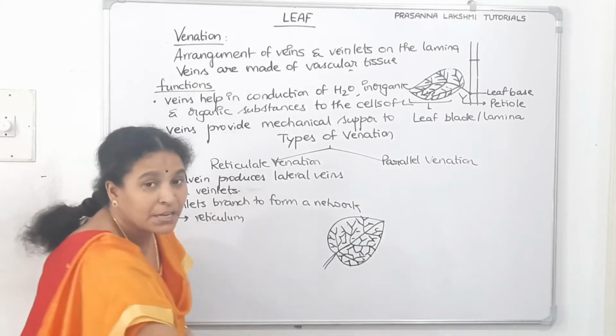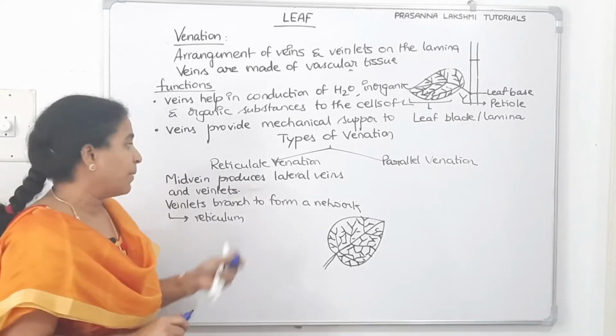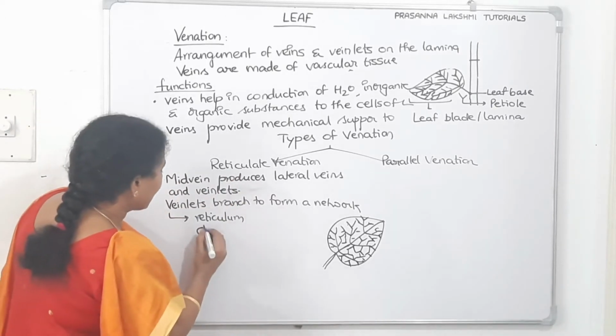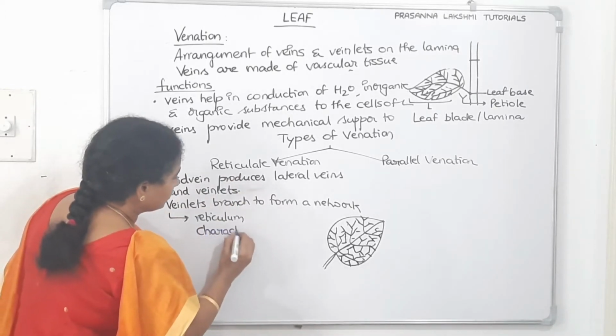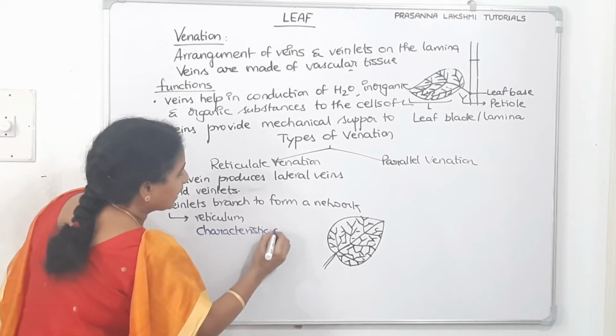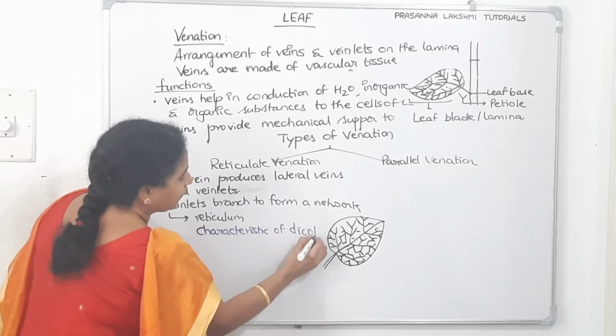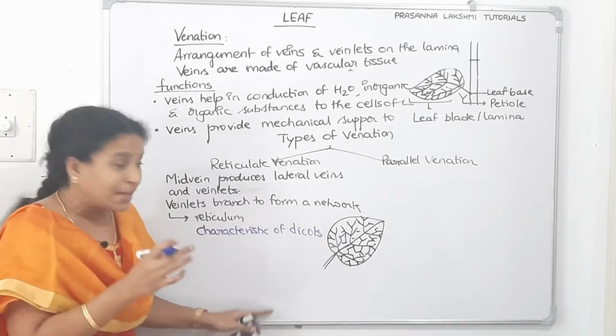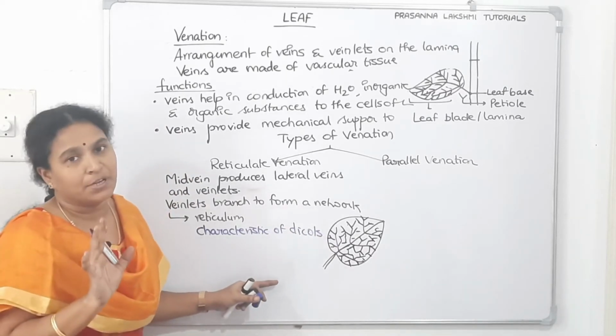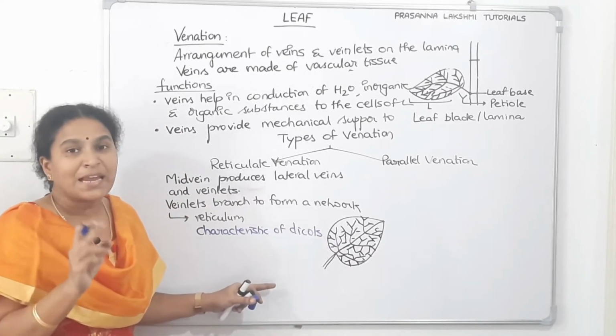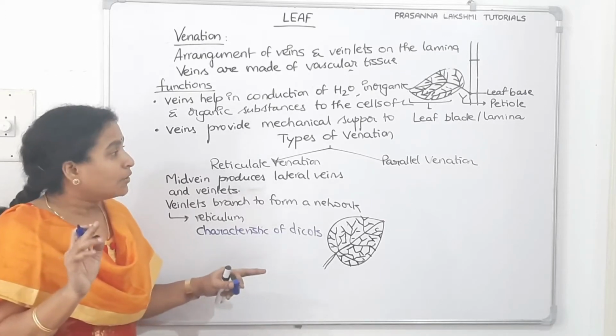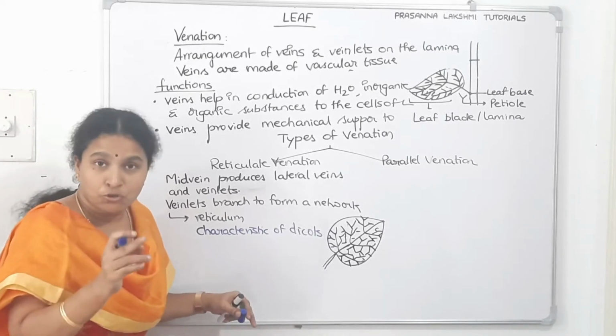And reticulate venation is characteristic of dicot plants. Most of the dicots will exhibit such type of venation only, reticulate venation only. But there are exceptions. Science without exception is not possible. That means there are some monocots which show reticulate venation.